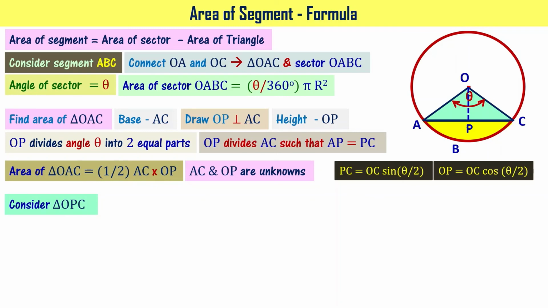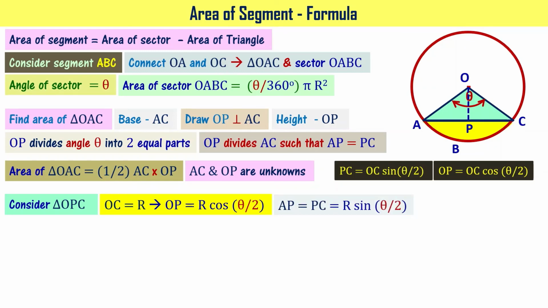Let's now consider triangle OPC, for which OC is R, we know, and OP can be written as R cos theta by 2, right? And AP equal to PC can be written as R sin theta by 2, right? It means AC, which is the sum of AP and PC, can be written as 2 times R times sin theta by 2, right? Please note this point.